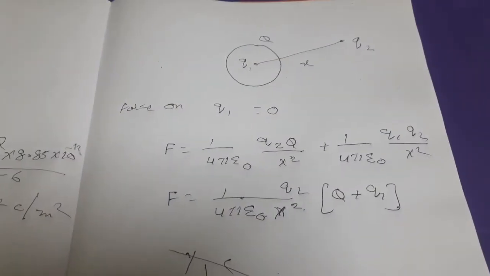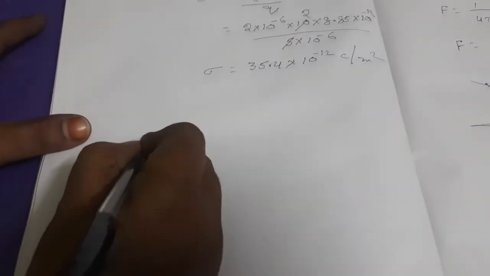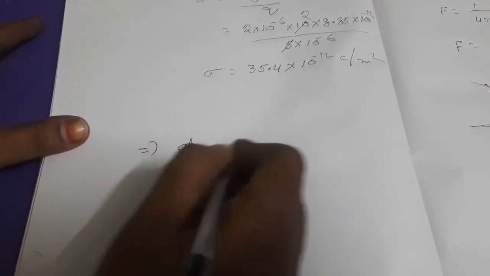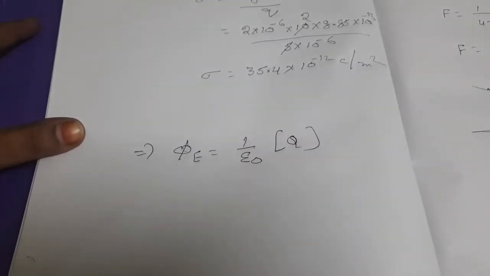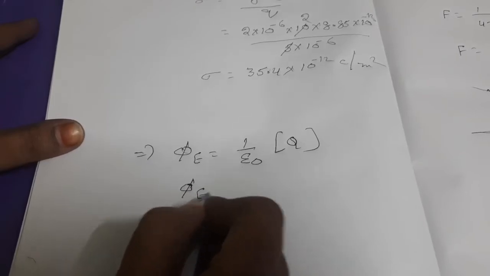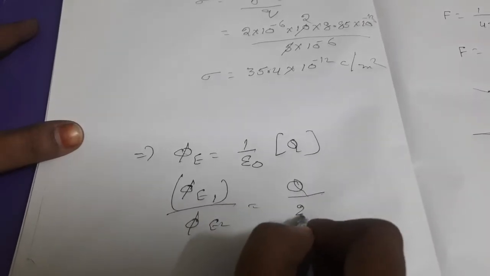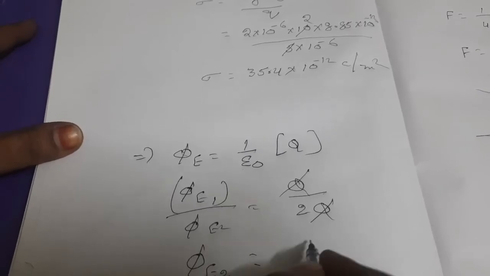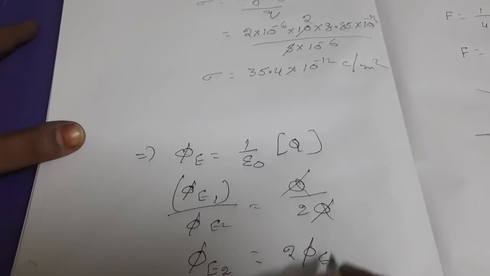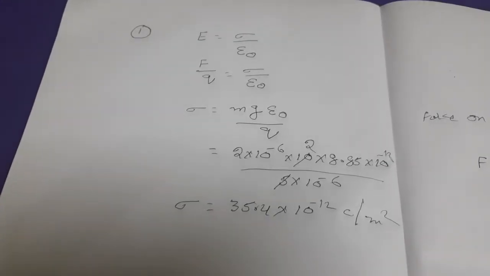So generally what is the formula for electric flux? You know that the electric flux formula is phi E equals 1 by epsilon naught times the charge. Here phi E is directly proportional to charge. So phi E 1 by phi E 2 equals, charge is increased twice means 2q we are taking instead of q, cancel. Electric flux when charge is increased twice means 2 times the first one. Like that we can do this. So an easy problem based on Gauss's law they have given. Then we are going to the next problem.